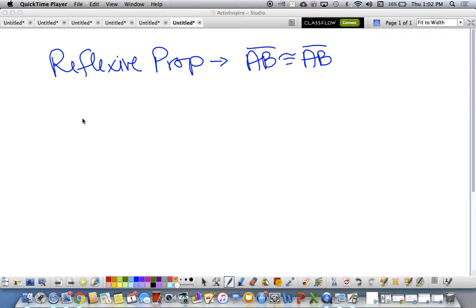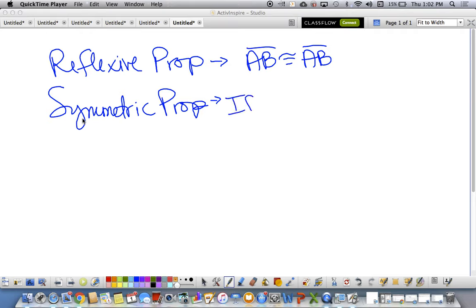The next one is the symmetric property. It says, well, if AB is congruent to CD. Now there's another segment in there, it's not just itself. If AB is congruent to CD, then CD is also congruent to AB.